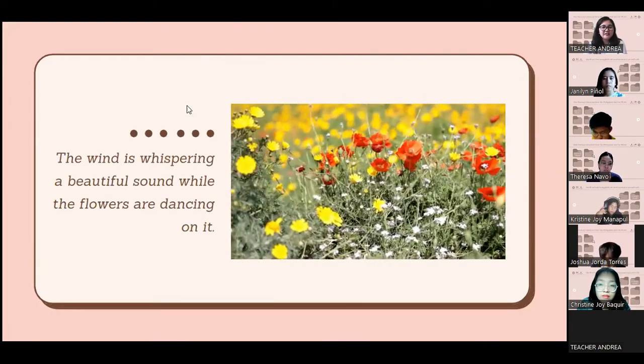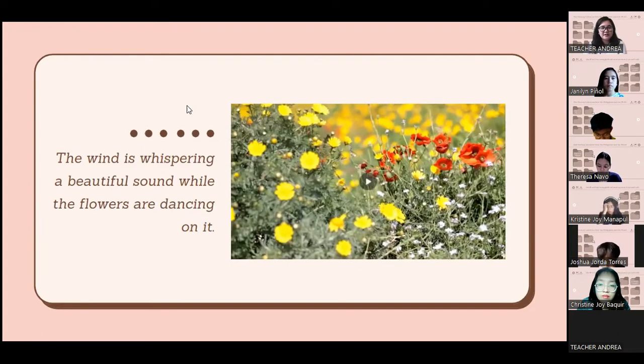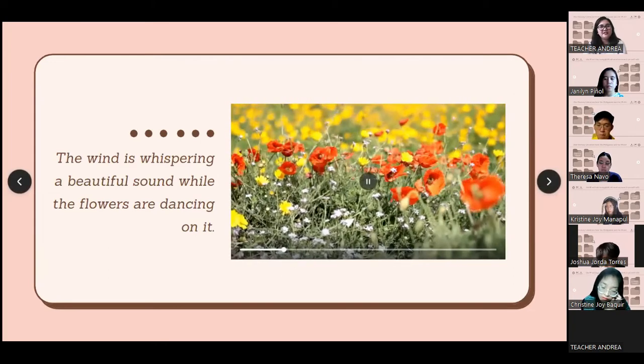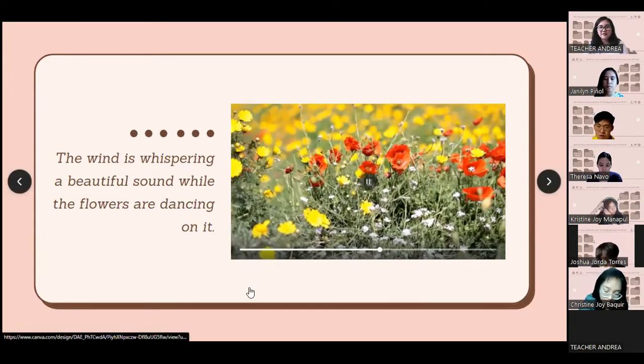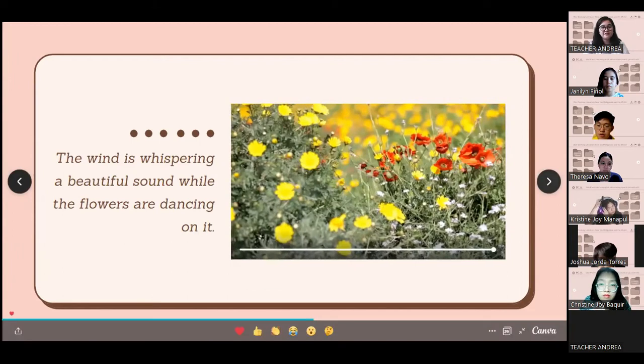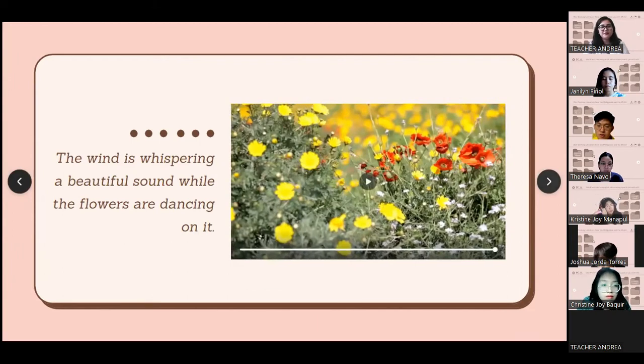Seeing the short video in the slide, we can see that it literally means that the flowers are moving because of the wind. But to creatively produce a statement, we can say that the wind is whispering a beautiful sound. That's why the flowers are dancing to the sound that is produced by the wind. Do you get it? Okay, that's very good.